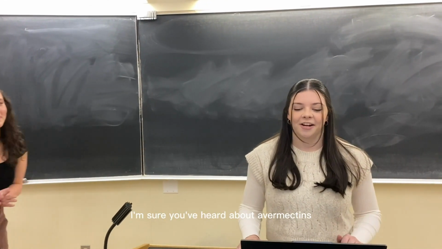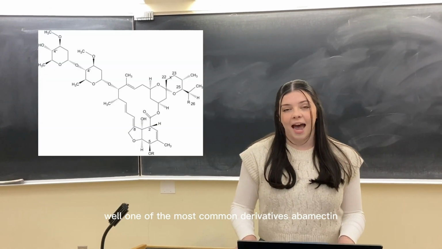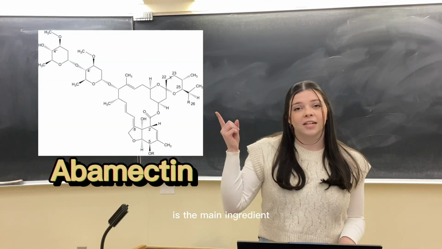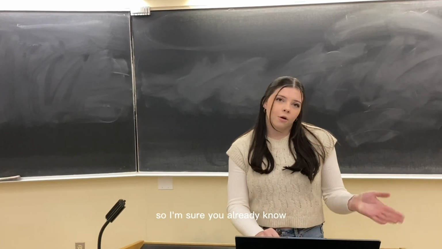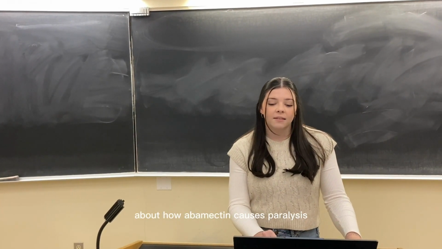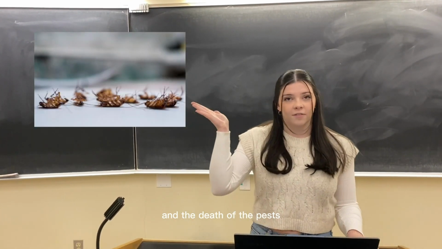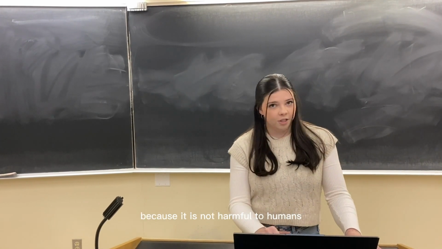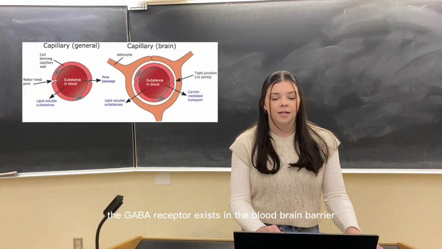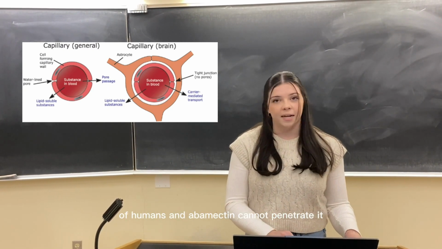I'm sure you've heard about avermectins. Well, one of the most common derivatives, abamectin, is the main ingredient in commercially available pesticides. So, I'm sure you already know about how abamectin causes paralysis. Well, this paralysis leads to starvation and the death of the pests. It is especially effective because it is not harmful to humans. The GABA receptor exists in the blood-brain barrier of humans, and abamectin cannot penetrate it.